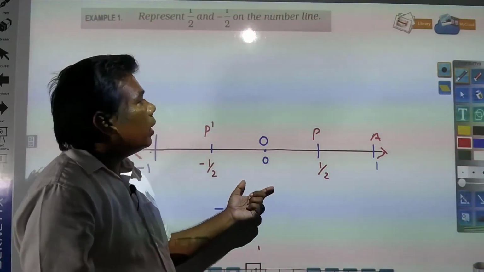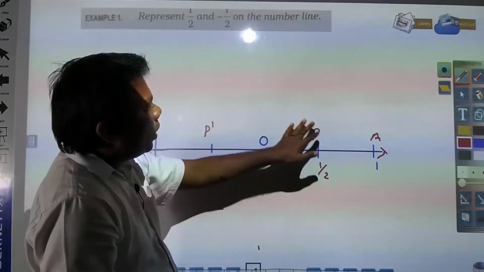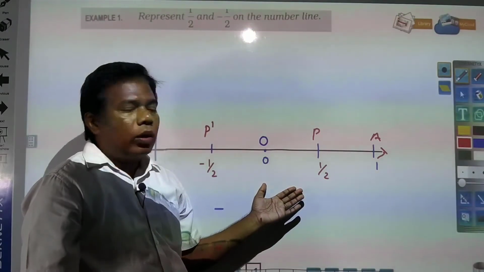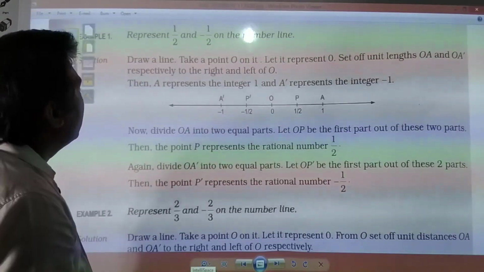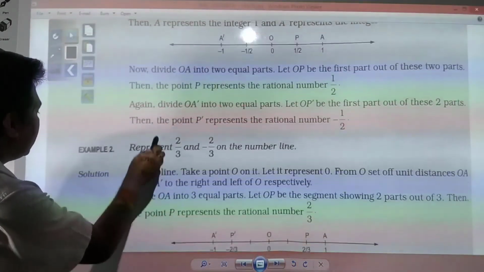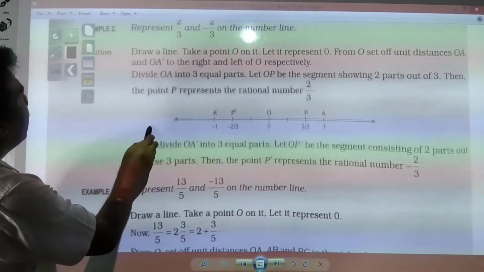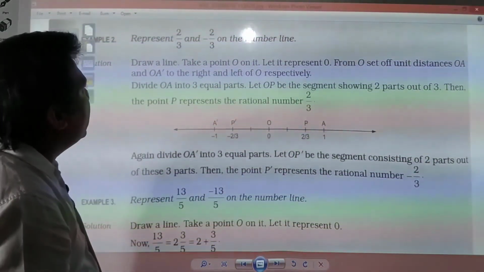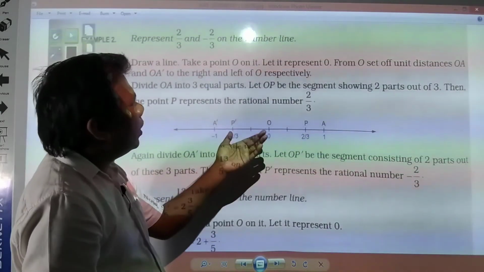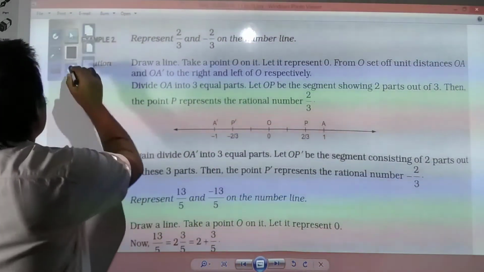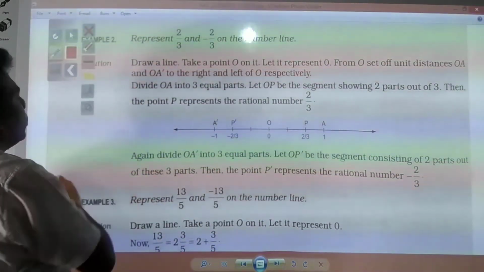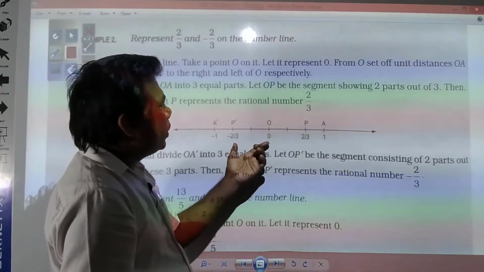So in this way, if other numbers are there, they can also be shown or represented. Now here you see the next example: represent 2 by 3 and minus 2 by 3 on the number line. Here also the same thing is required to be done. Roughly, I am making you understand how it is to be done.